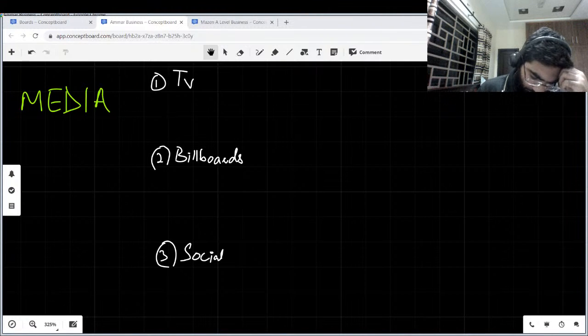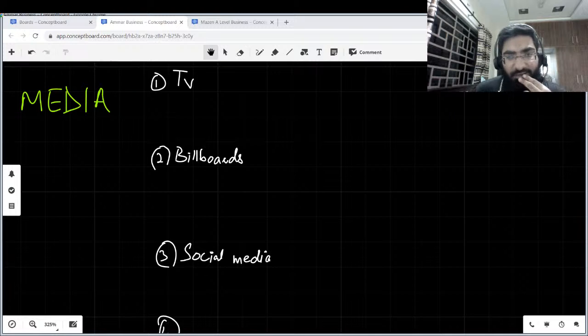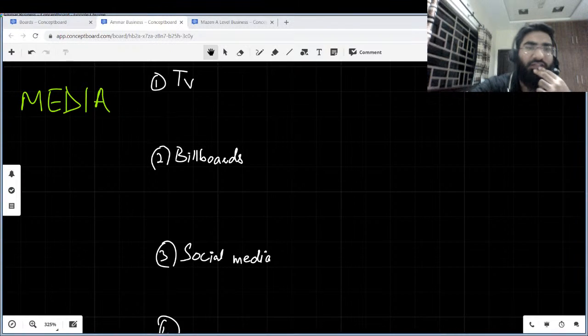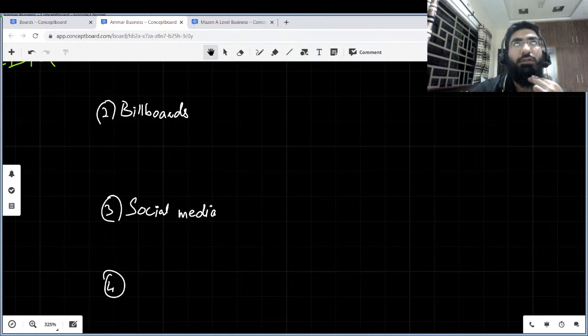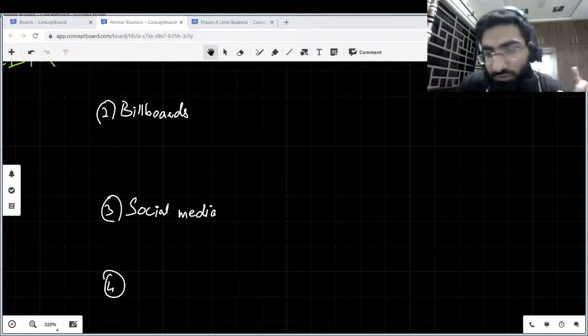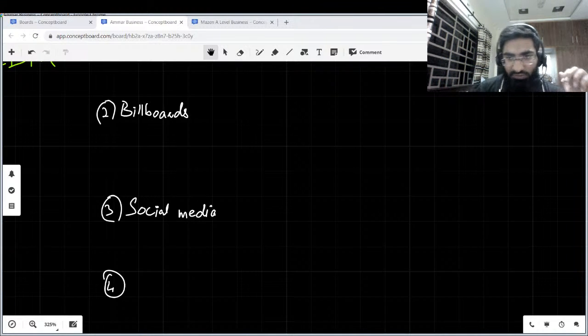Okay. Newspaper, magazines, and then what else? Influencer marketing, we'll see whether that comes under social media, or under TV, or sponsorships. Yes, sponsorships. But sponsorship is not covered in above the line promotion. Sponsorship is covered in below the line promotion, and we'll see why in a bit.